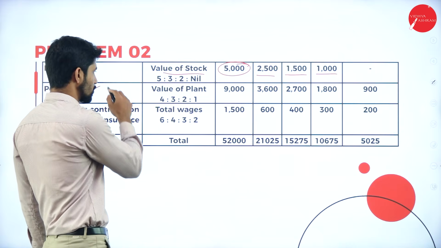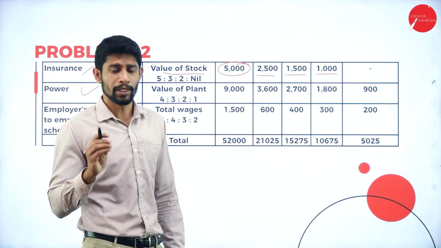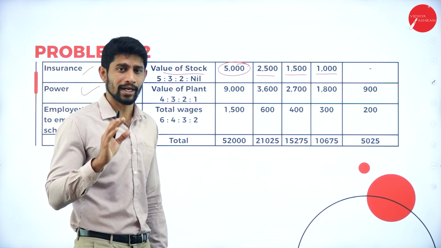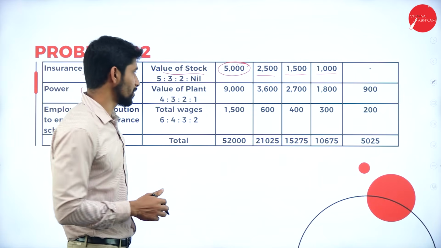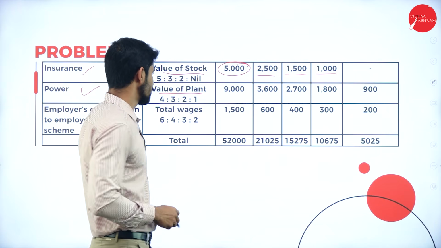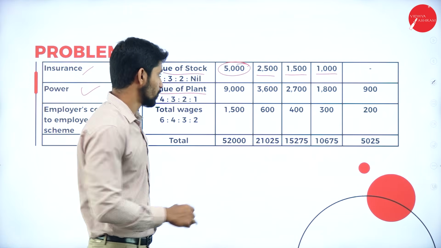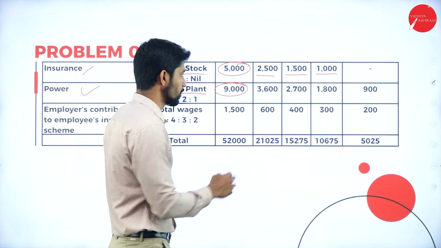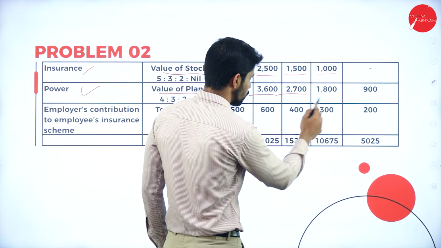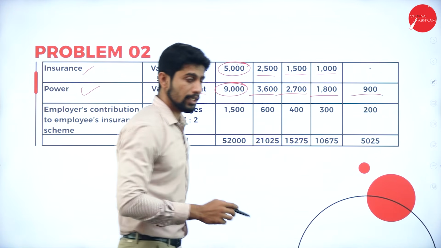Next one is power. So power is always based on HP, that is horsepower per hour. But if it is not given, then consider power based on the value of the plant. So what is the value of the plant? 4 is to 3 is to 2 is to 1. So total power is 9,000. So 3,600, 2,400, 1,800 and 900.